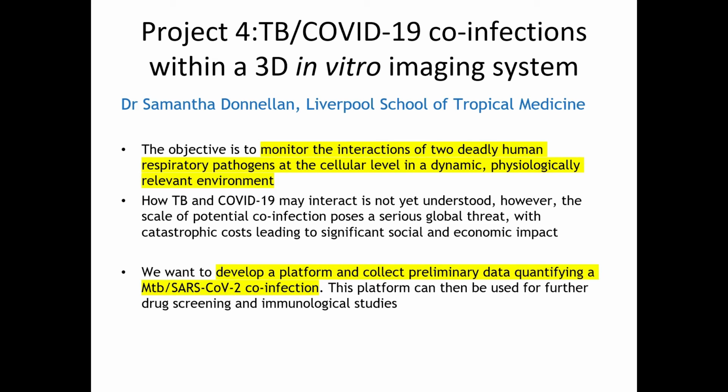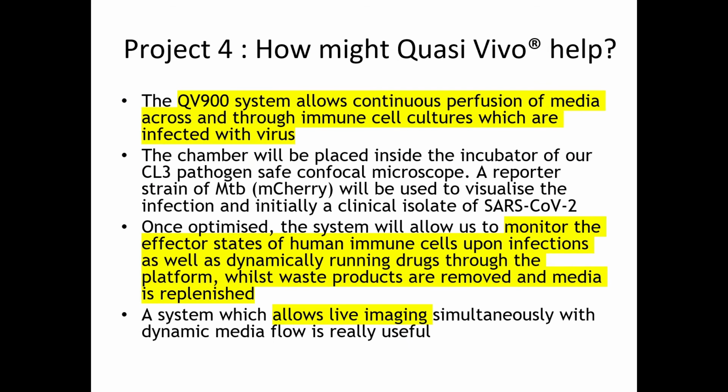What we have there is that they're using a different Kirkstall Quasi Vivo system. That's the 900, because that one allows you to run 6 chambers in parallel, and it's geared towards higher throughput screening. It's also a system that's designed to allow live cell imaging while you've got flow of media running. So there are a couple of features there they've picked up on in their experiments.